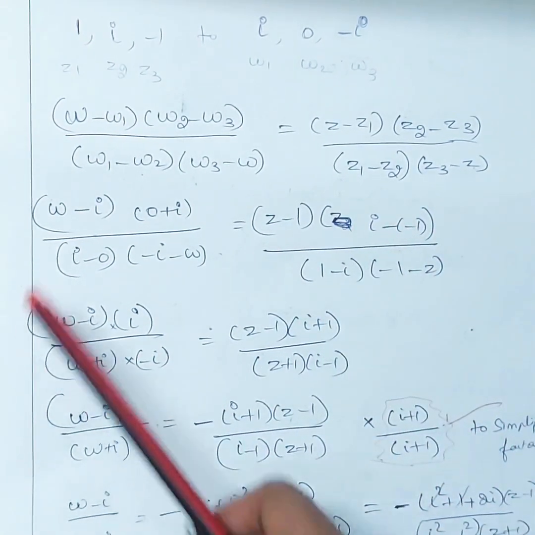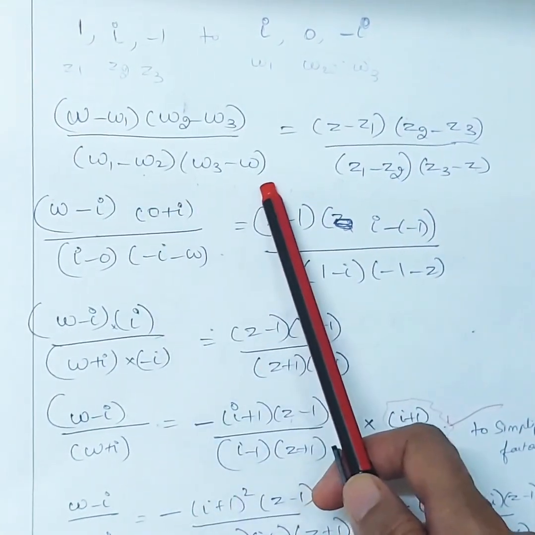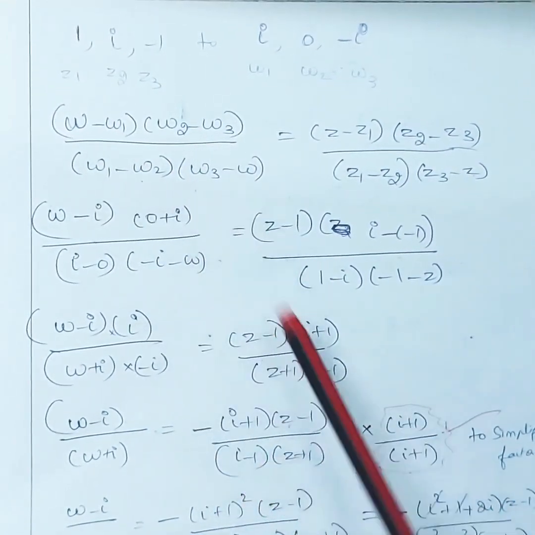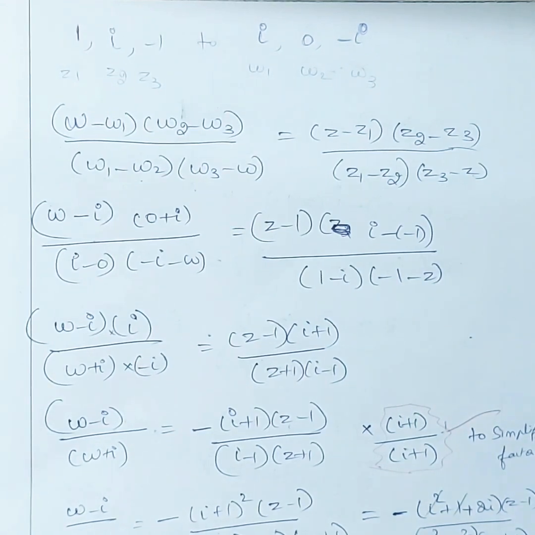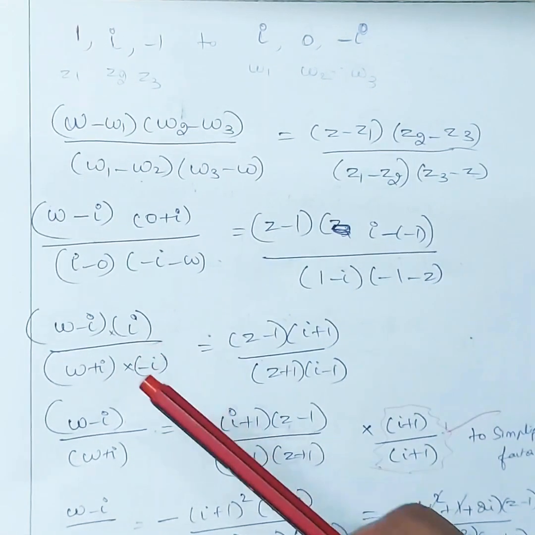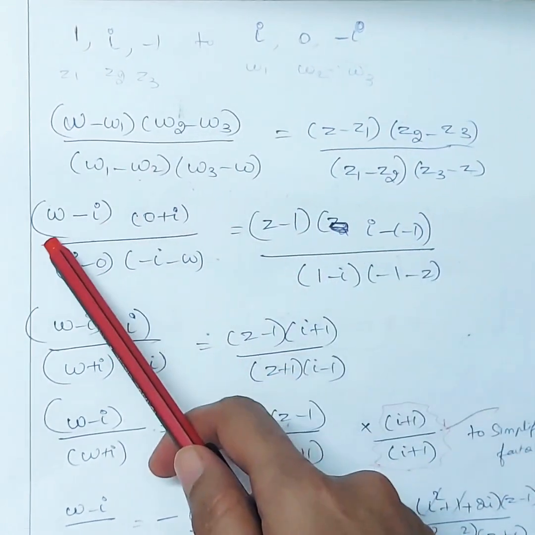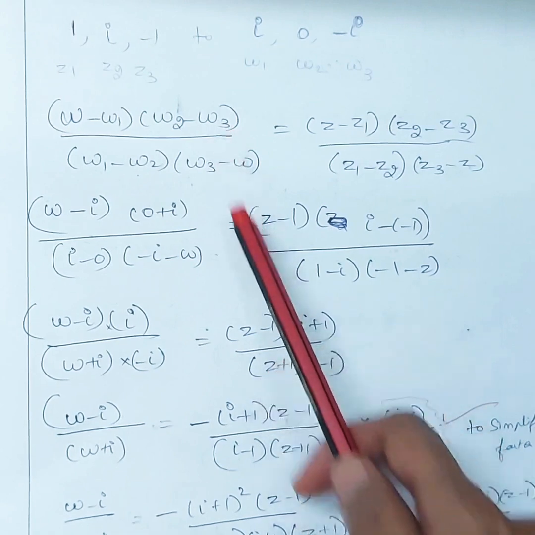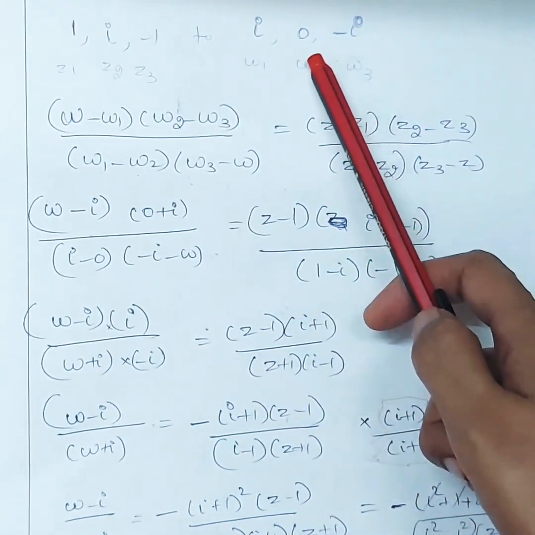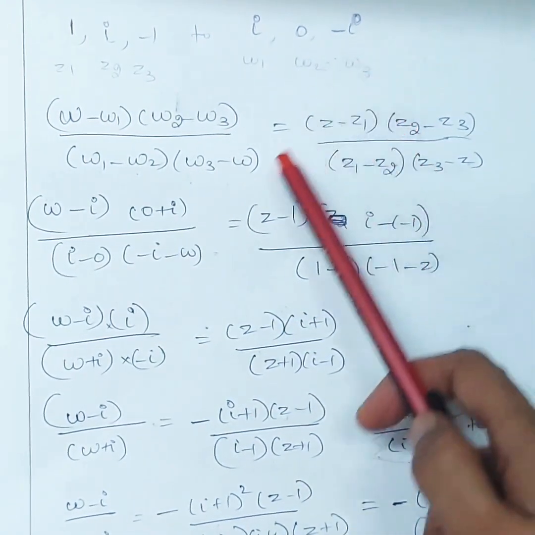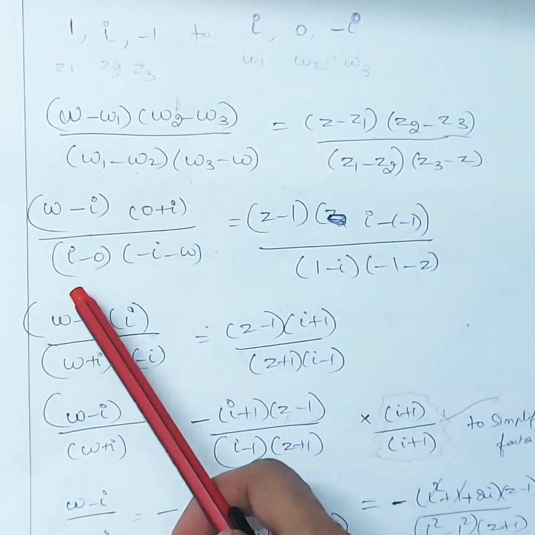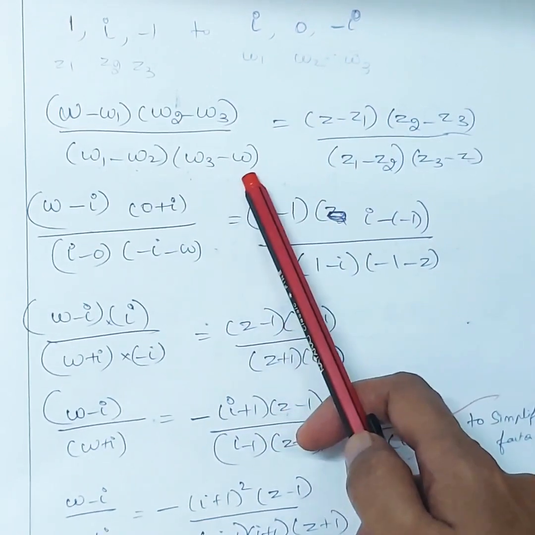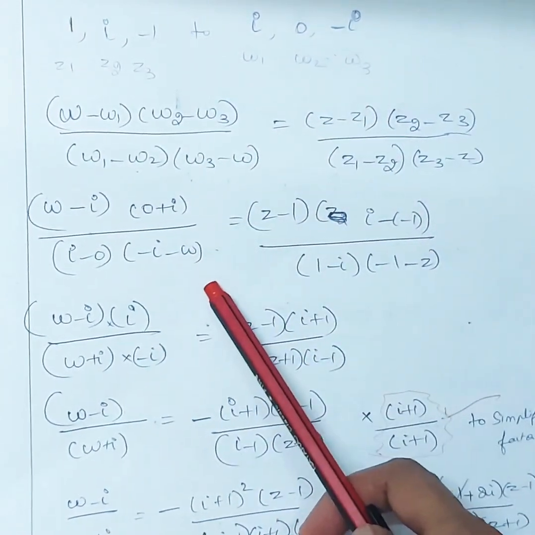Memorize the terms in such a way that it starts with W, ends with W. Leftover terms are W1, 2, 3. 1, 2, 3. This is the order. So now we are going to substitute the values. W1 is i, so W minus i into W2 minus W3. What is the value of W2? 0 minus minus i, so 0 plus i, divided by W1 minus W2, i minus 0, into W3 minus W. W3 is minus i minus W.